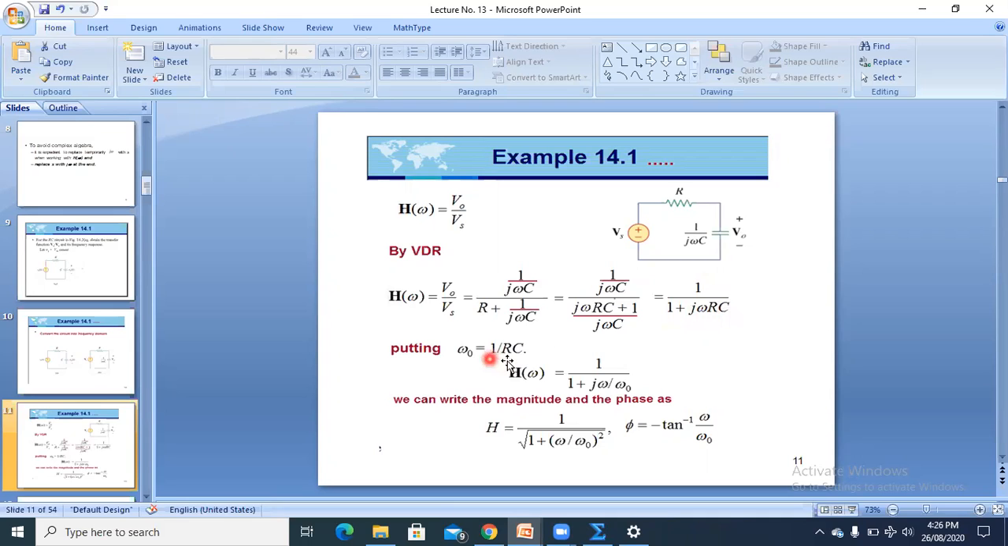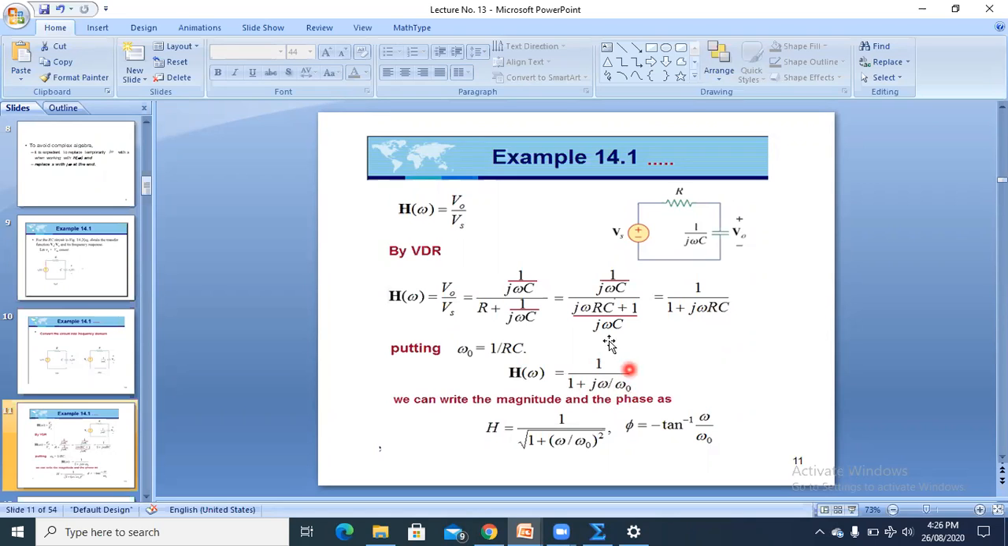The omega naught is equal to 1 by RC. So if we replace RC by 1 by omega naught, we can write the frequency response as 1 over 1 plus s by omega naught, or 1 over 1 plus j omega by omega naught.